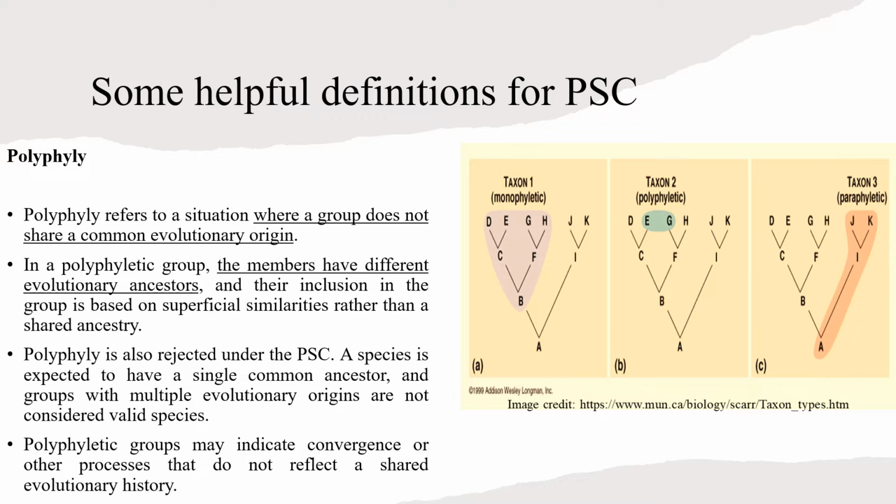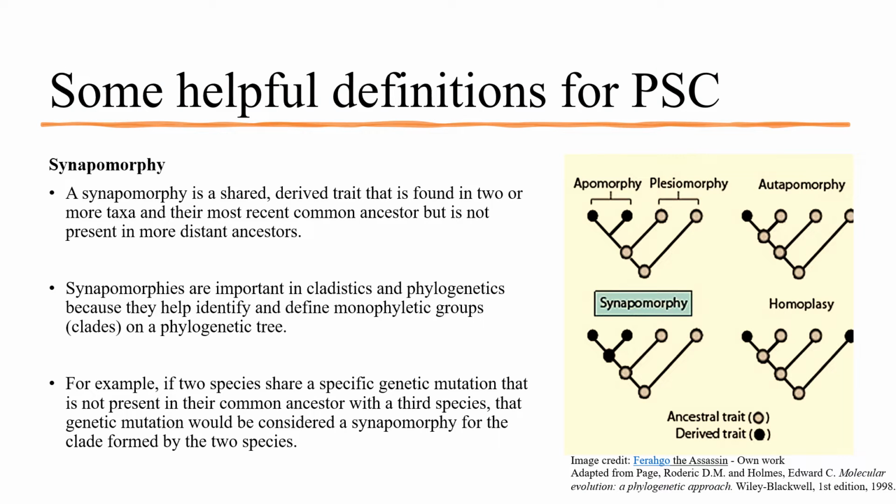In a polyphyletic group, the members have different evolutionary ancestors, and their inclusion in the group is based on superficial similarities rather than shared ancestry. Polyphyly is also rejected, like the paraphyly as we saw in the previous slide, under the phylogenetic species concept. A species is expected to have a single common ancestor, and groups with multiple evolutionary origins are not considered valid species. Polyphyletic groups may indicate convergence or other processes that do not reflect a shared evolutionary history.